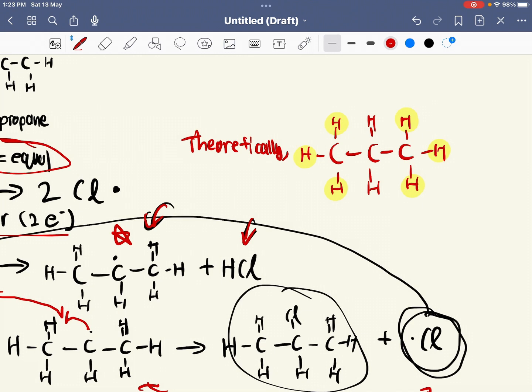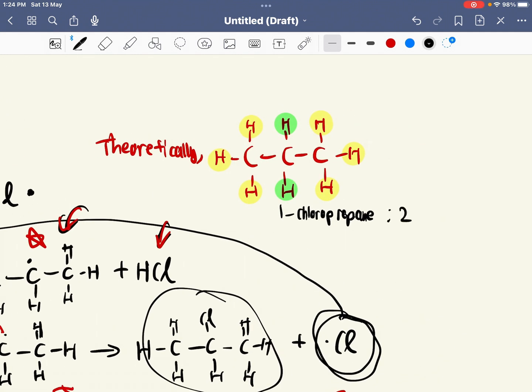So I have 6 hydrogen atoms, so there's a higher chance of me forming 1-chloropropane than if I were to substitute the 2 hydrogen atoms connected to the middle carbon. So that's why, in the theoretical sense, my major product will be 1-chloropropane, while my minor product will be 2-chloropropane. So one's major, one's minor. This is major, this is minor.